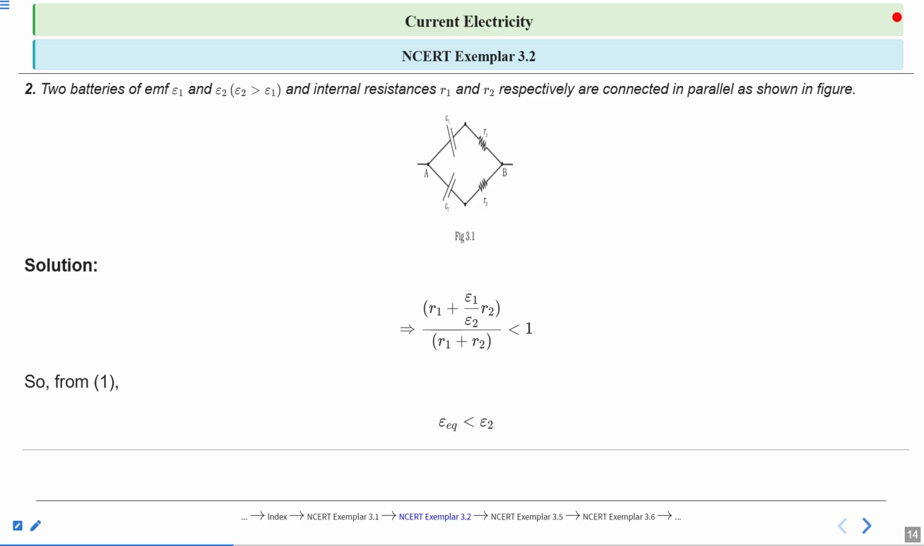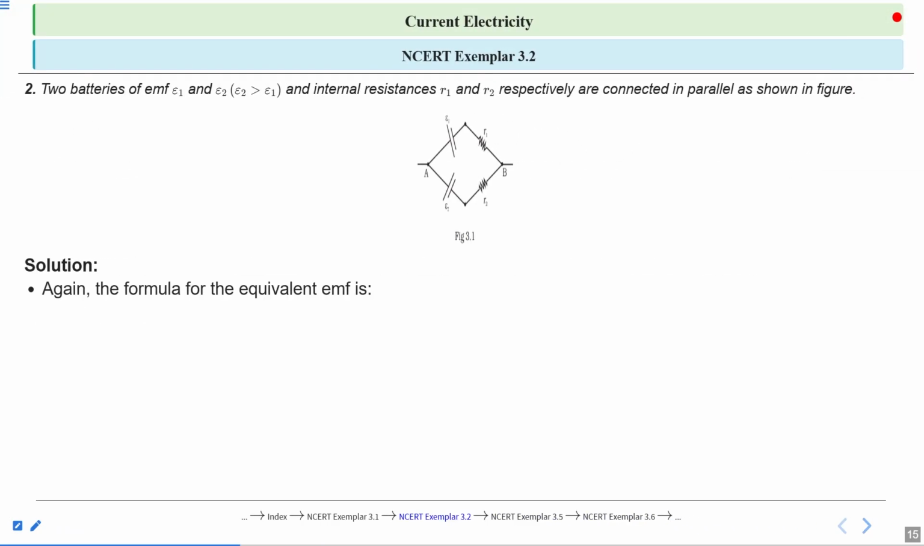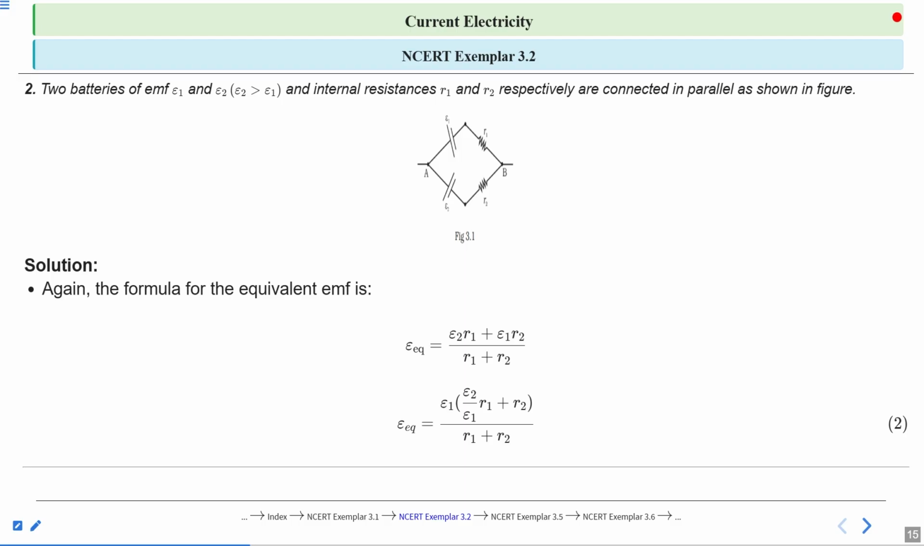Okay, now we will see for epsilon 1. Again the formula for equivalent EMF is epsilon 2 R1 plus epsilon 1 R2 upon R1 plus R2. In the previous case we took epsilon 2 as common. Now we will take epsilon 1 as common. It will become epsilon 1 in bracket, epsilon 2 upon epsilon 1 R1 plus R2, upon R1 plus R2. Mark it as second equation.